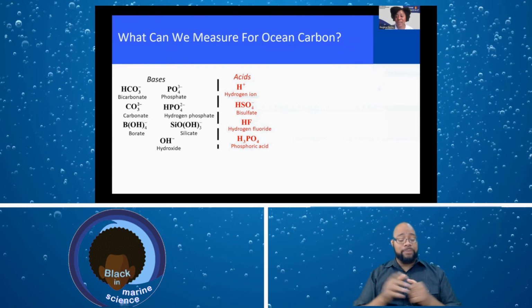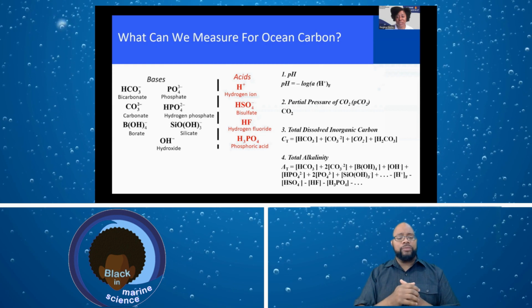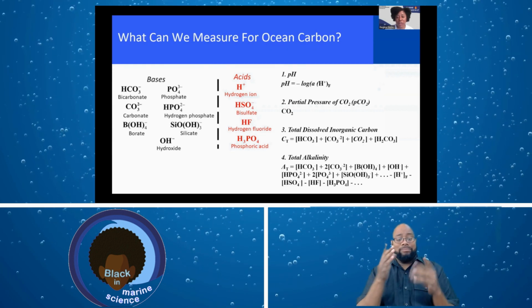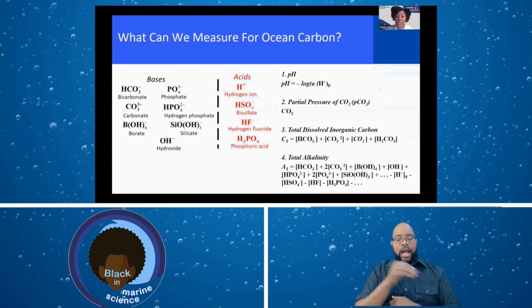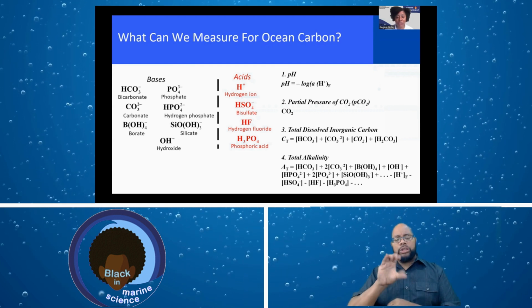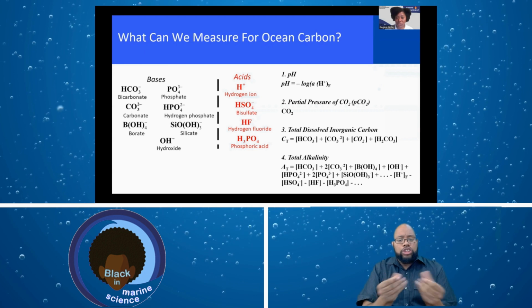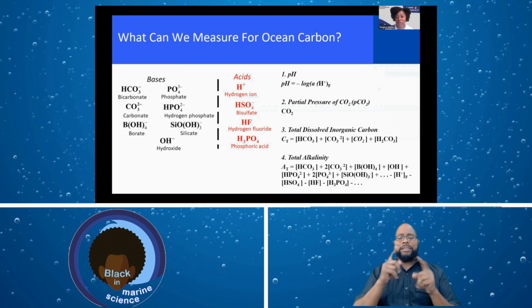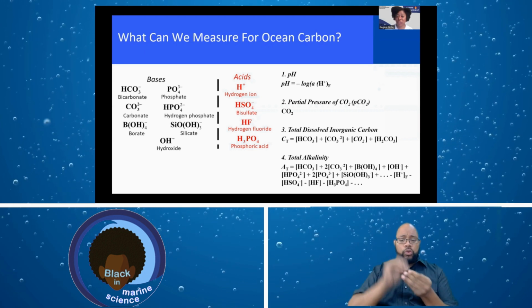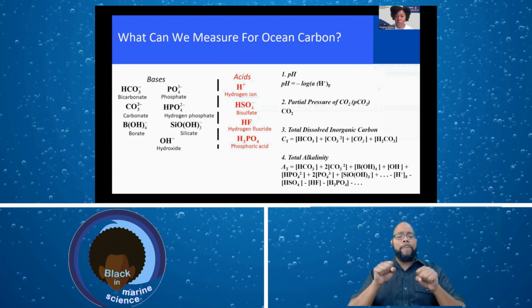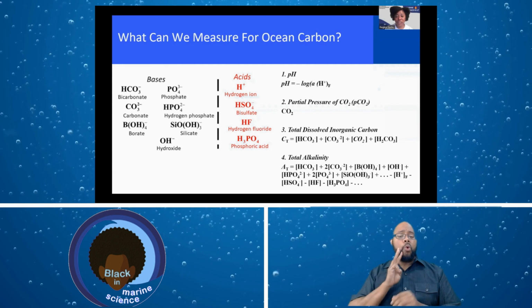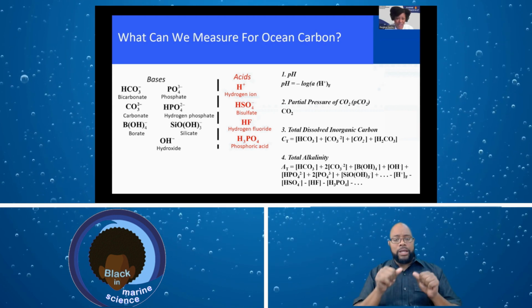The trick is that in order to measure this, we can't really measure a lot of them directly. The only things that we can measure directly are the pH and the partial pressure of CO2. We can measure the total dissolved inorganic carbon, which is a sum of a lot of different ions, and we can measure total alkalinity, which is a measure of the buffering capacity of seawater. But if we measure any two of these, we can quantify the entire system.